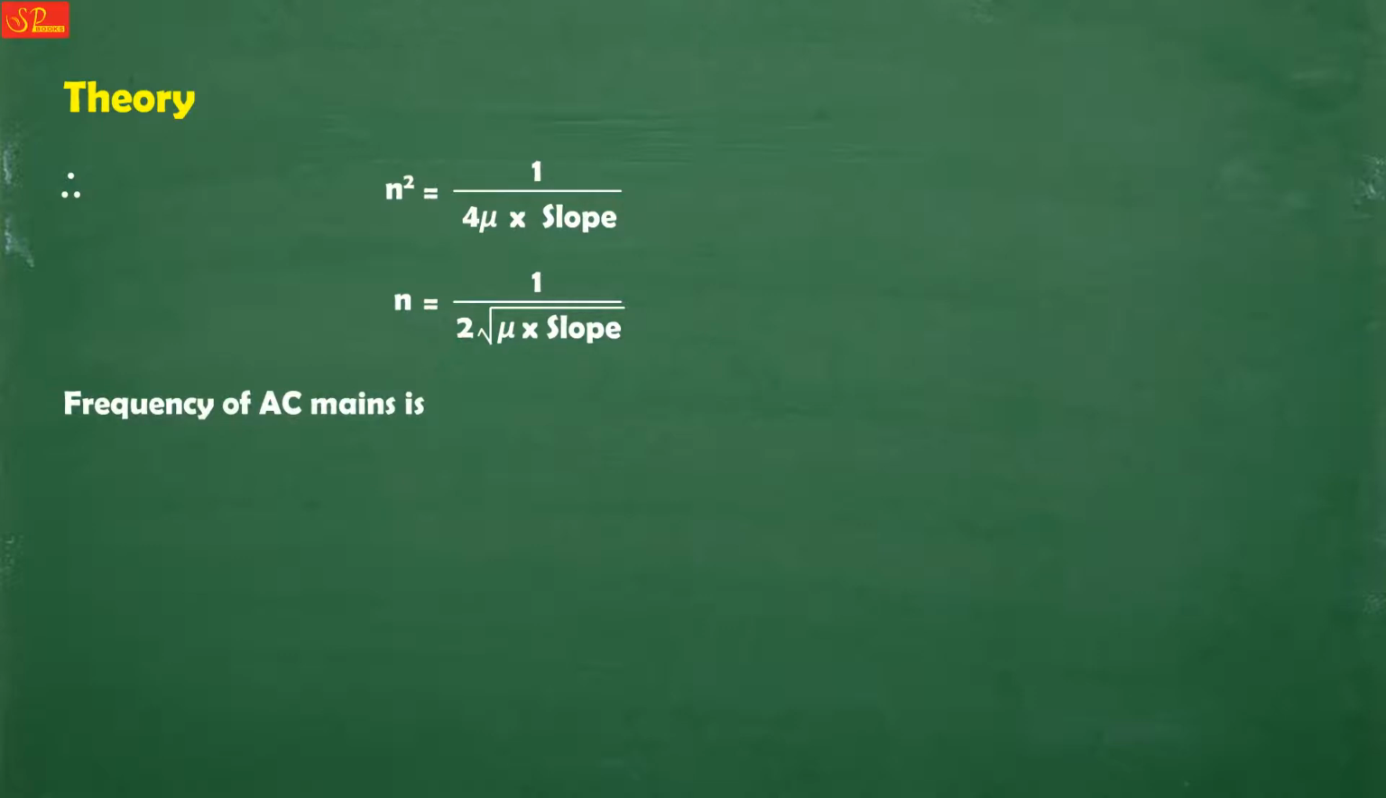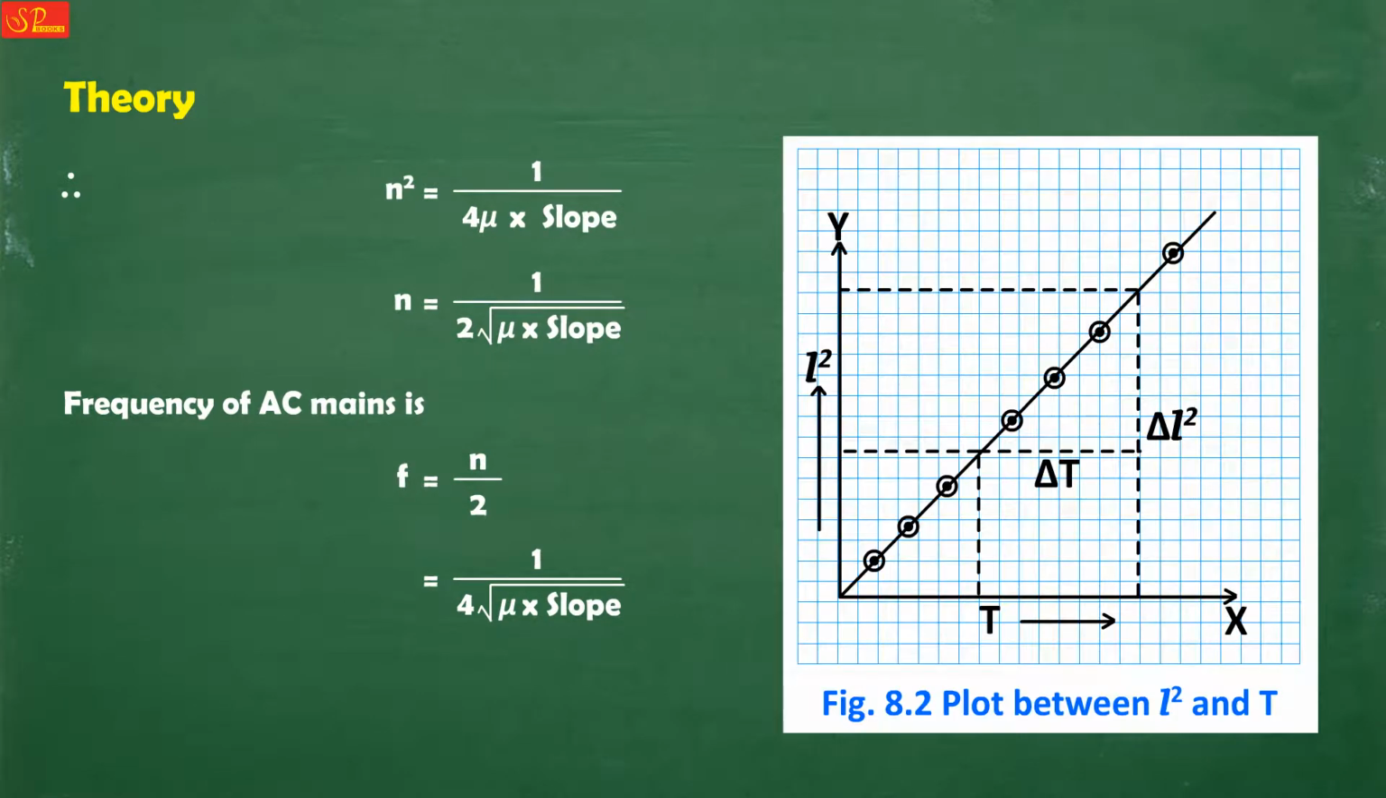Frequency of AC mains is F = N/2 = (1/4) √(μ × slope). Figure 8.2: plot between L² and T.